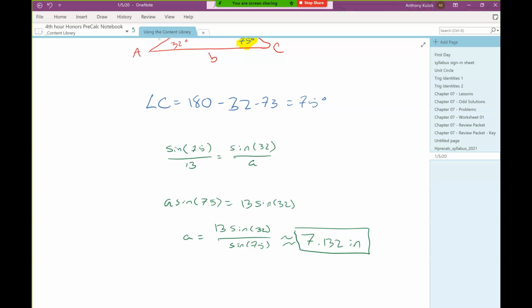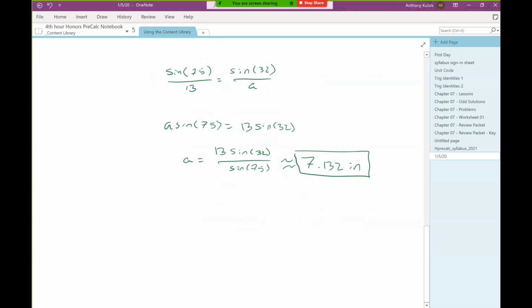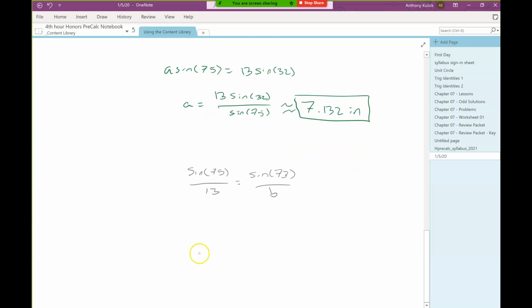All right, so we still need to find side B, so we're going to do the same thing. I'm going to do sine of angle C over side C equals sine of angle B over side B. And when I cross multiply and divide, I get 13 times sine 73 over sine 75, oopsie-daisy. And that comes out to be 12.871.